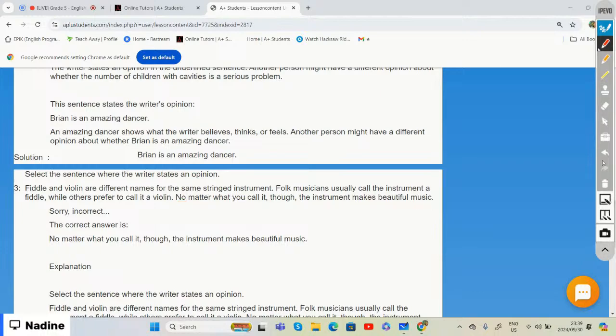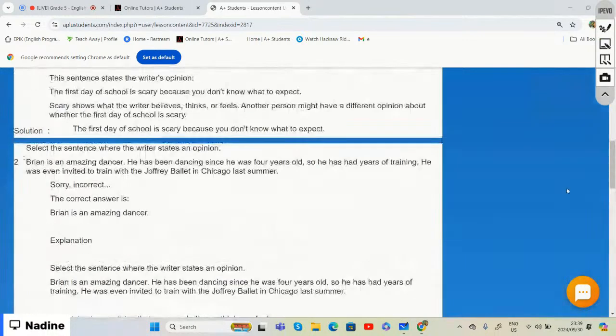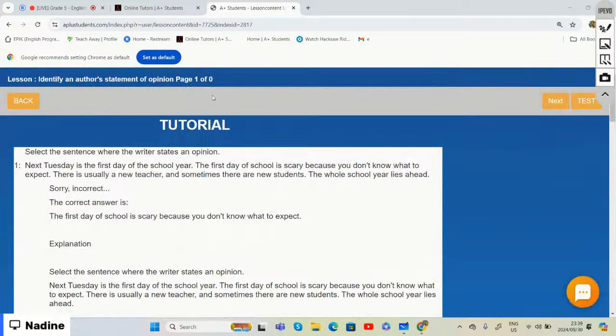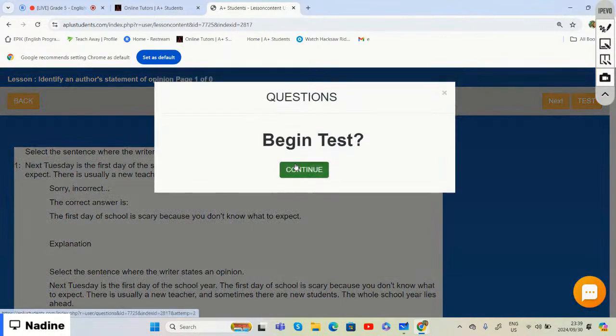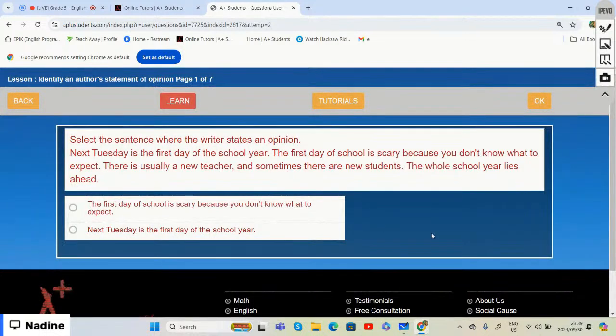All right, so now we're going to a test where we are going to identify an author's statement of opinions. We need to select the sentence where the writer states an opinion.